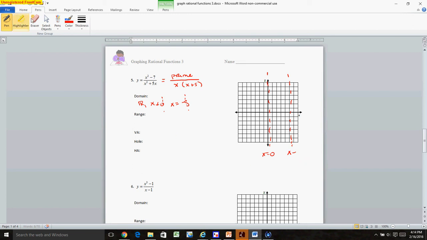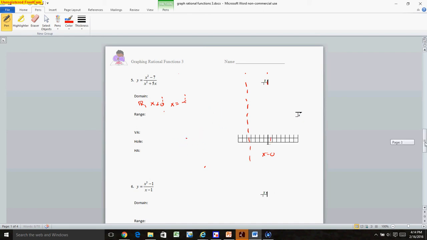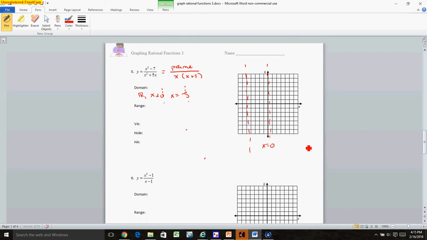Oh, dagger. Negative 5. So weird when it does that. Come on back. Come on back. Sometimes if I scroll, that's where it helps. Okay, x equals negative 5.